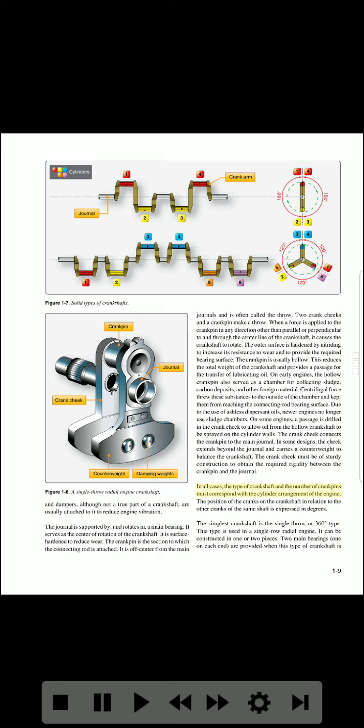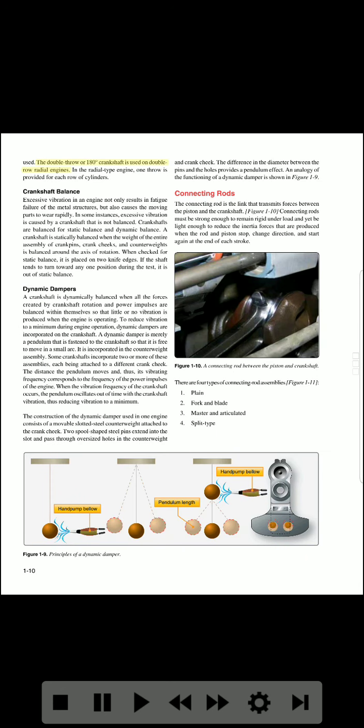In all cases, the type of crankshaft and the number of crank pins must correspond with the cylinder arrangement of the engine. The position of the cranks on the crankshaft in relation to the other cranks of the same shaft is expressed in degrees. The simplest crankshaft is the single throw, or 360 degrees type. This type is used in a single-row radial engine. It can be constructed in one or two pieces. Two main bearings, one on each end, are provided when this type of crankshaft is used. The double throw or 180 degrees crankshaft is used on double-row radial engines. In the radial type engine, one throw is provided for each row of cylinders.